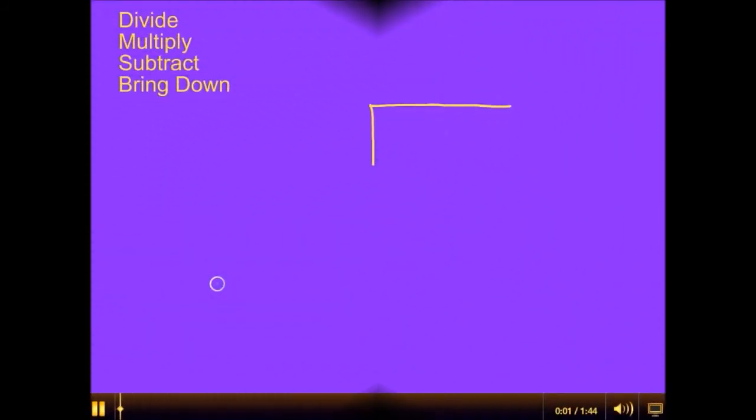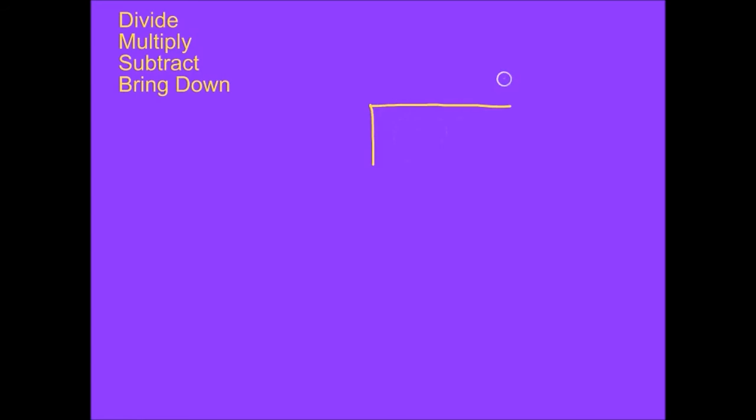Ladies and gentlemen, now it's your turn. You're going to try this on your own. Hopefully you got your pencil and your notebook ready to go. So the number you are going to divide is 851, and you are going to divide it by 6. Remember to follow the steps. Divide, multiply, subtract, bring down. First step, think how many 6s are in 8. Go ahead and pause this video at this time and try it on your own. Good luck.